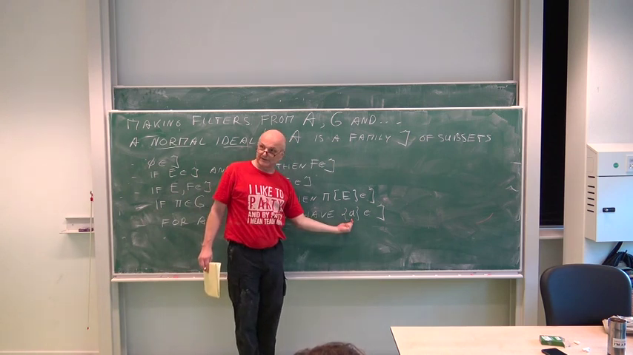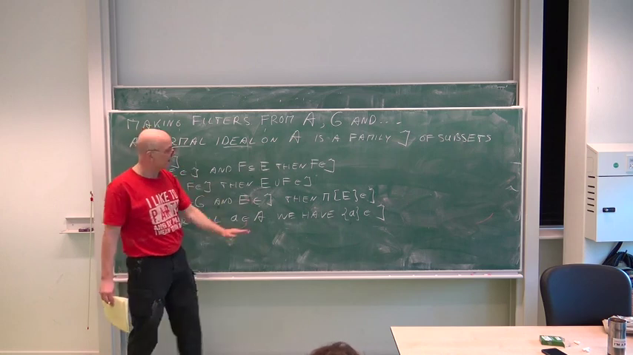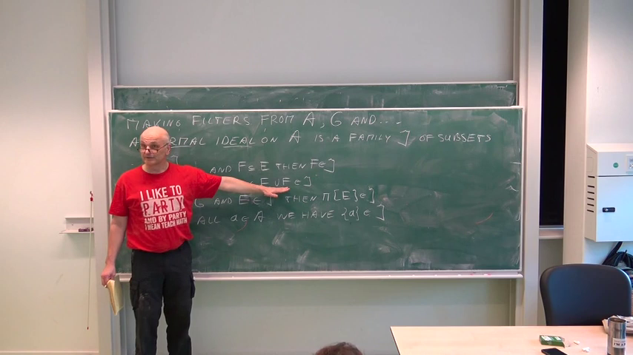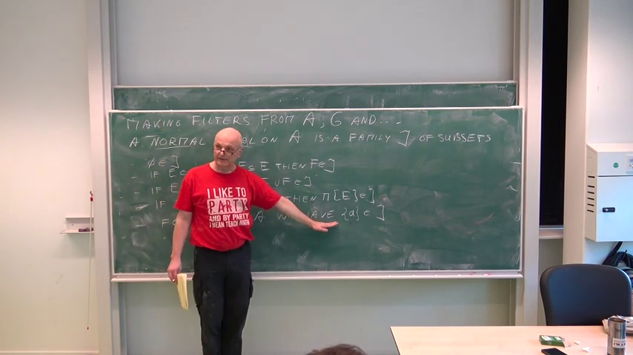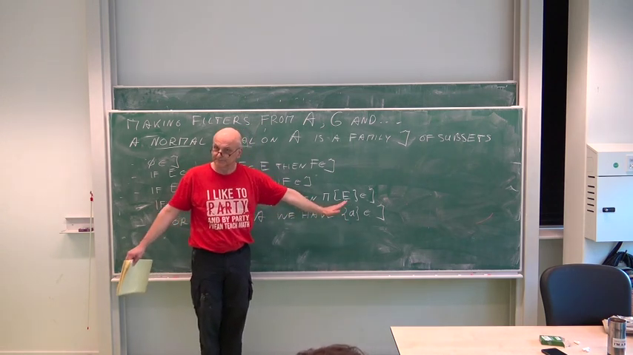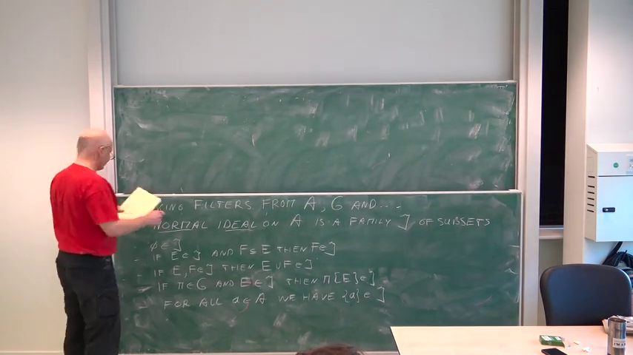You want all the singletons in there? Well, if I permute the singletons, I get singletons, so that's okay. And I want, if I have two sets in the ideal, I want their union to be there. And then the only thing you can get starting from the singleton sets is the finite subsets.